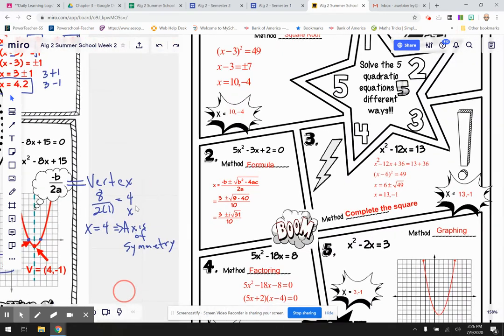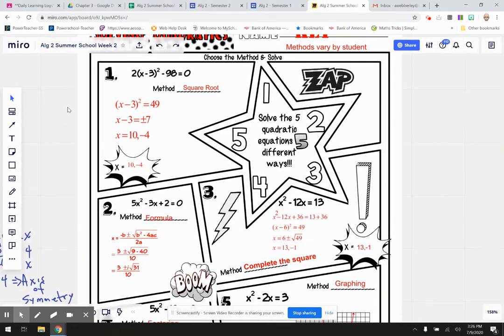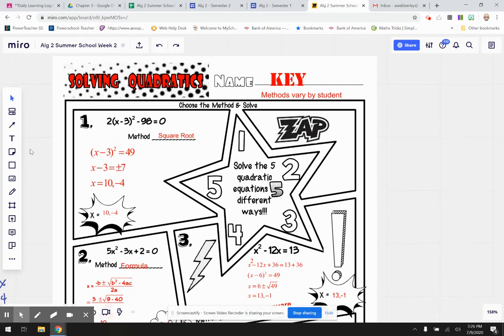All right, so let's put these to use. So here are the 5 examples. They want you to choose one method for each one and use all 5 methods. So in the first one, they chose the square root method. And they just square rooted both sides. You can see the x minus 3 just came out. And then it's plus or minus 7. So they added 3 to both sides. And they did 3 plus 7 and 3 minus 7 to get their two solutions there. Okay, so that's the first one.